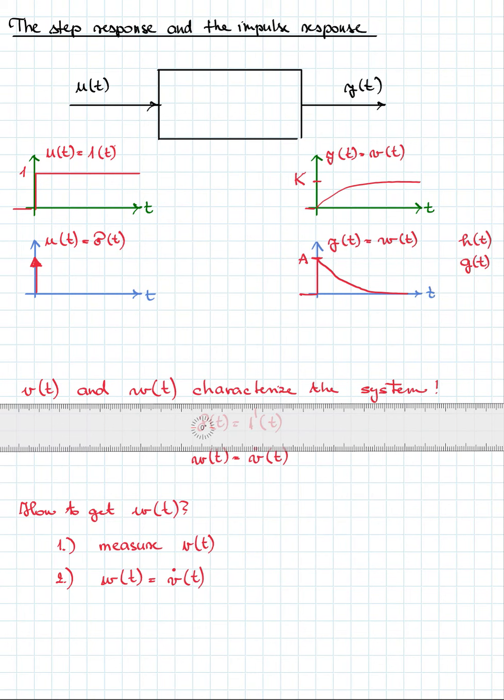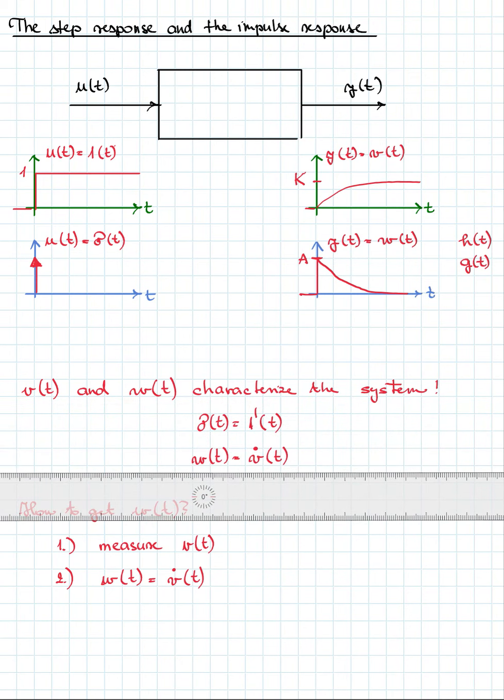So the measurement of the impulse response function is difficult. Difficult because in real life we cannot find a Dirac delta function. So the measurement of w of t is difficult. Fortunately, we have got a direct connection between the two functions.